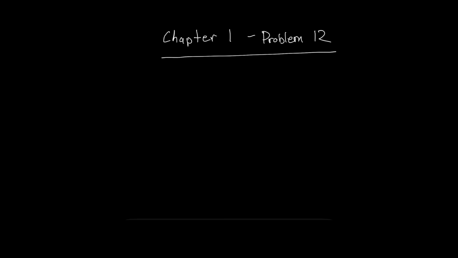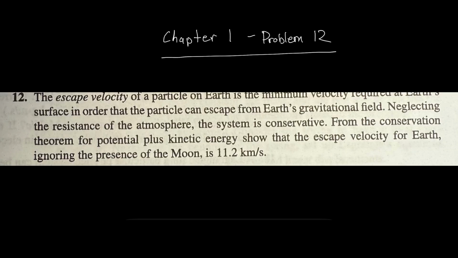Okay, so this next problem I'm doing is from Chapter 1, Problem 12 in Classical Mechanics. The problem states that the escape velocity of a particle on Earth is the minimum velocity required at Earth's surface in order that the particle can escape from Earth's gravitational field. Neglecting the resistance of the atmosphere, the system is conservative. From the conservation theorem for potential plus kinetic energy, show that the escape velocity for Earth, ignoring the presence of the moon, is 11.2 kilometers per second.